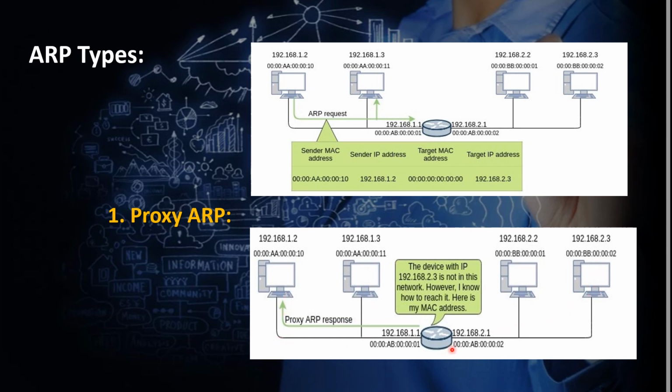Okay, this is called proxy ARP. Instead of this device, the router will respond to the ARP request.